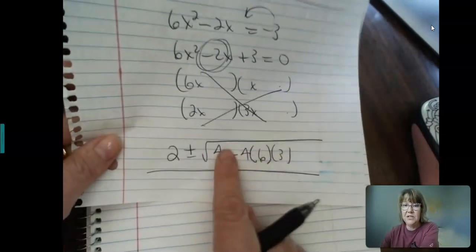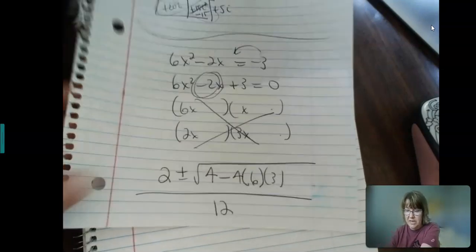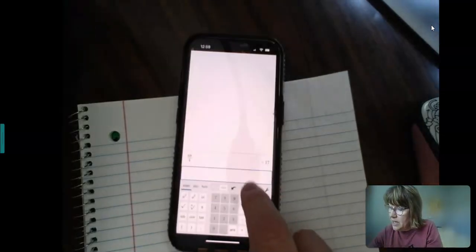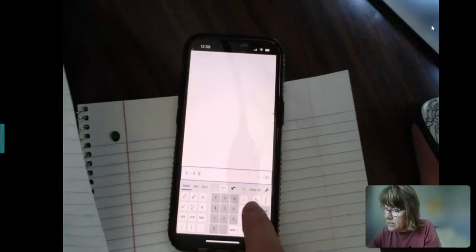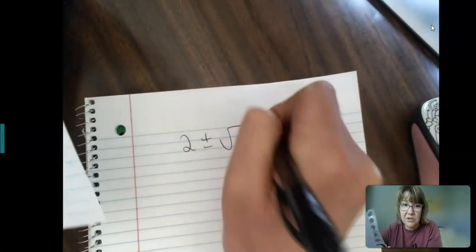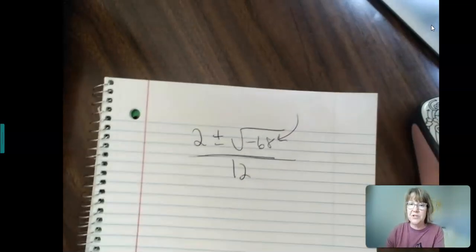Okay, all right, I'm going to go to the next page here. Now, again, students mess this up all the time, so I highly, highly recommend just typing that in a calculator, right? So I would take my calculator. All right, and I just have Decimal Scientific up here. So I would just go, 4 minus what? 4 times 6, and then what? Times 3. All right, and I get a negative 68. Okay, so then I would just write 2 plus or minus the square root of a negative 68 all over 12.